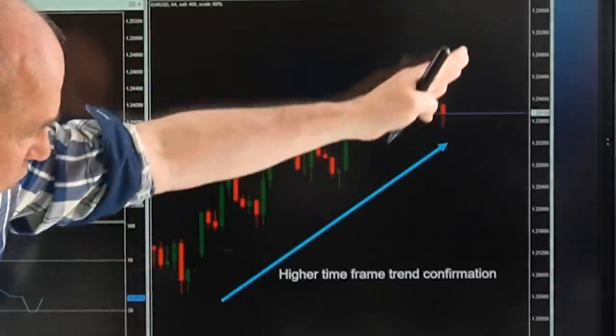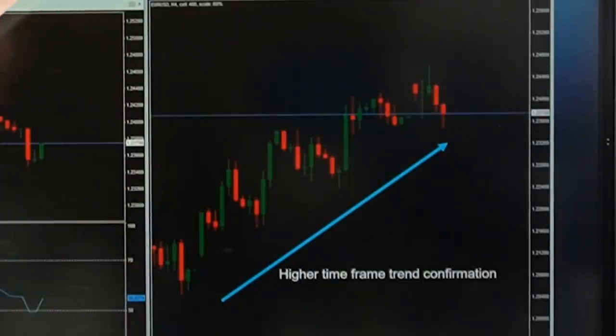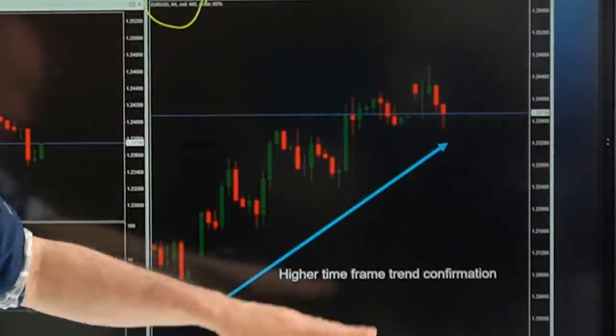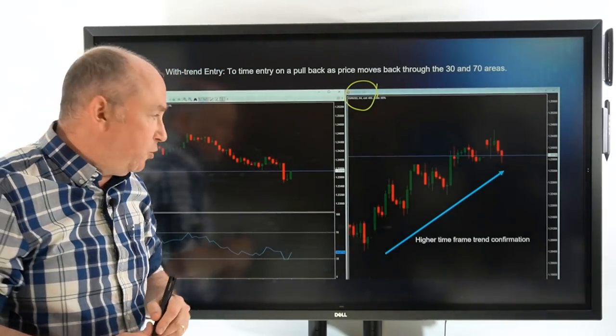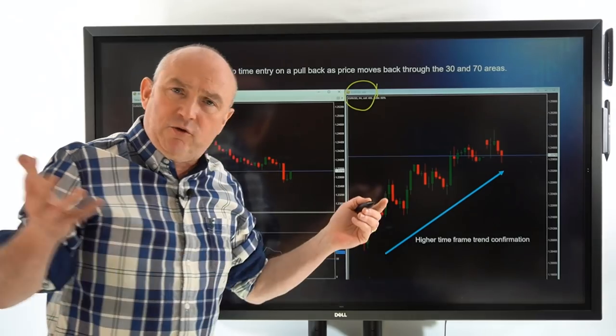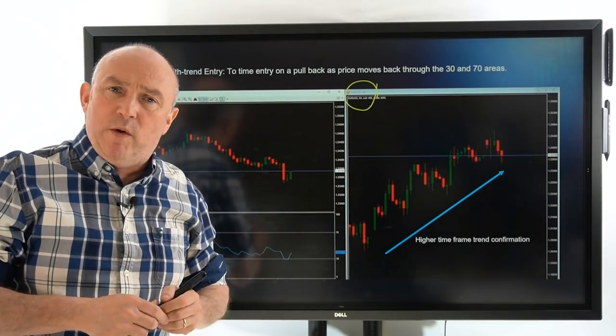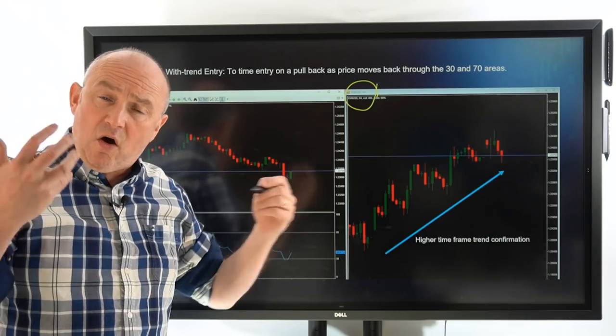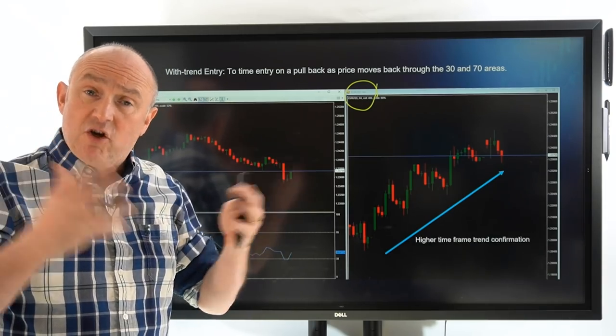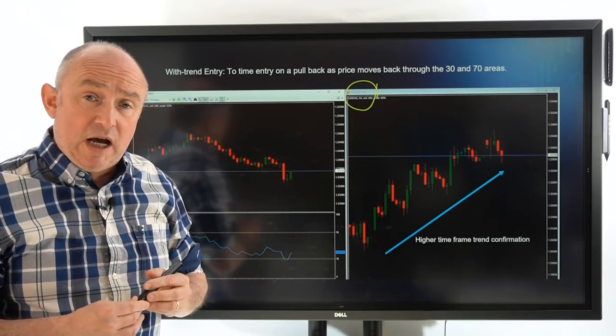Okay, so with trend, to time the entries on a pullback. So here you see we have an uptrend. So here we've got the 4-hour time frame. We're confirming the trend is up. Higher time frame trend confirmation. Uptrend. You can put some moving averages on there if you want to confirm your trend. But we know trends don't last forever. We know that trends always have pullbacks along the way. And we want to get into the trend on that pullback. Using the RSI could be a way that you may want to look at that.